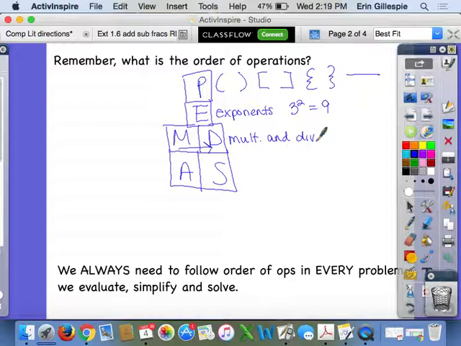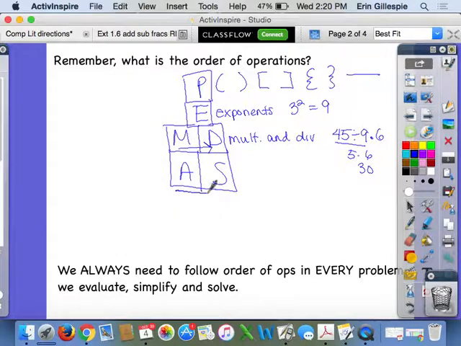So if you have, let's say, 45 divided by 9 times 6, then you would have to do the dividing first and then the multiplying. So 5 times 6 would give you 30.